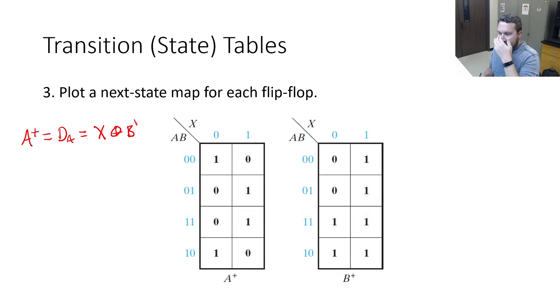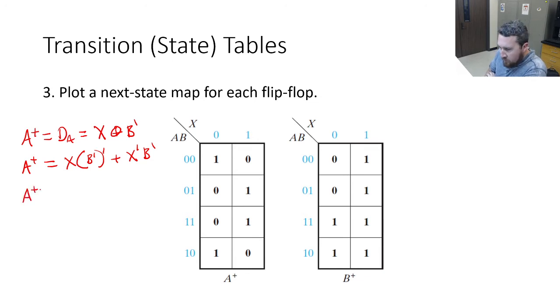Well, what we're going to need is a product of sums equation for this. So we're going to need A plus is equal to x and b, or x prime and b prime. We can simplify that one more step.